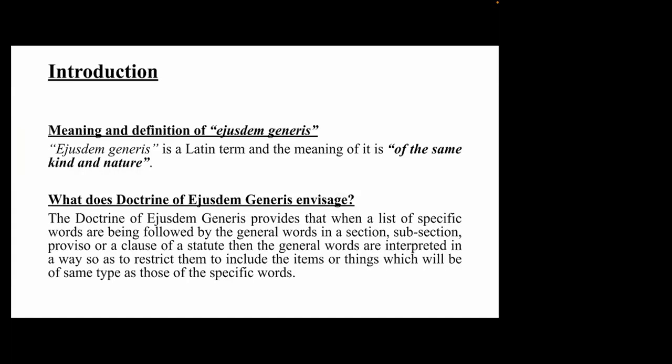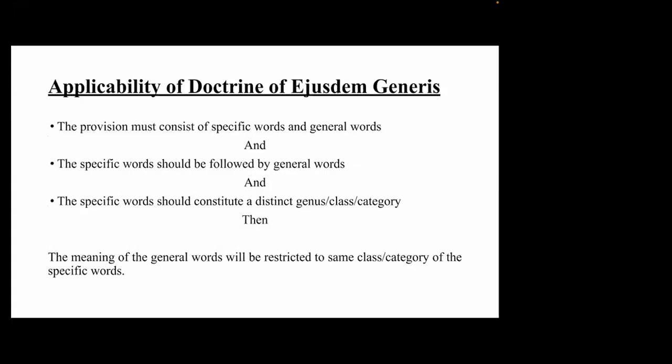This doctrine provides that when a list of specific words is followed by general words in a section, subsection, proviso, or a clause of a statute, then the general words are interpreted in a way so as to restrict them to include the items or things which are of the same type as those of the specific words.